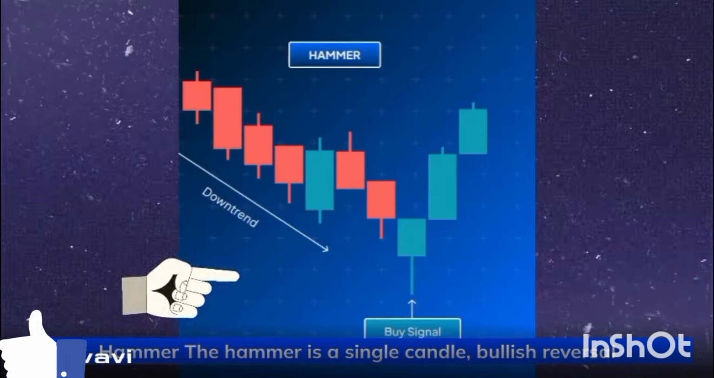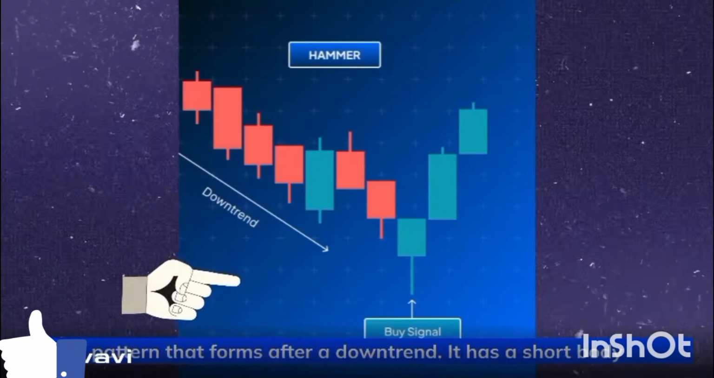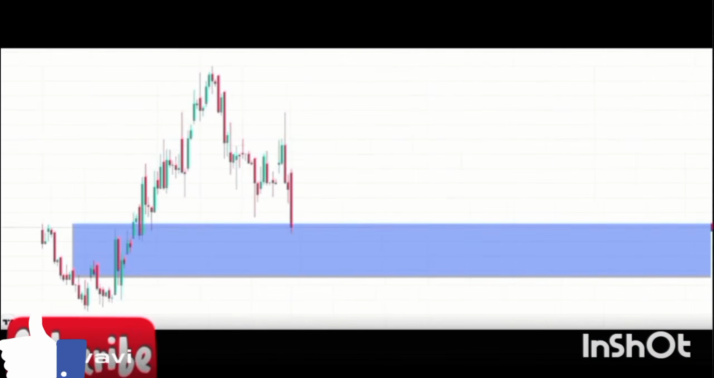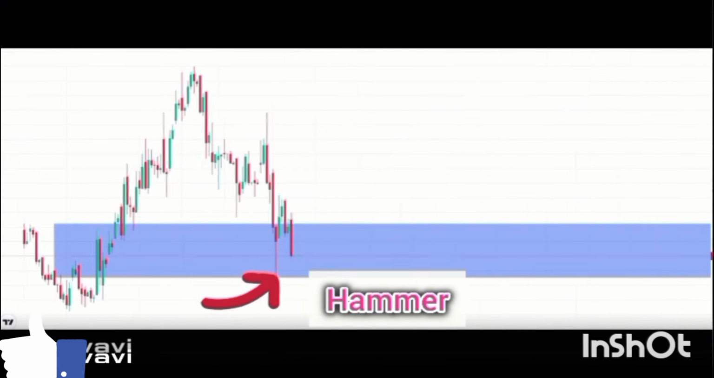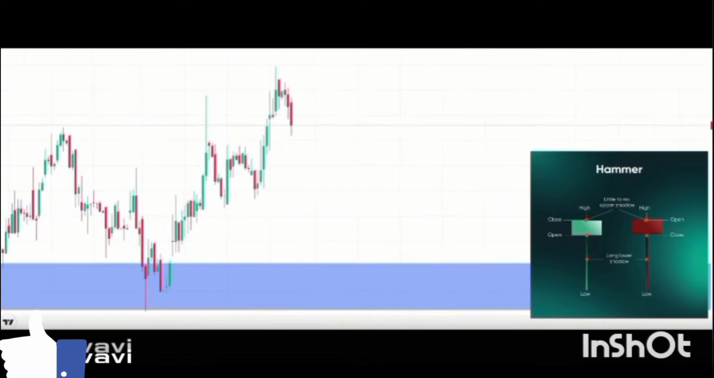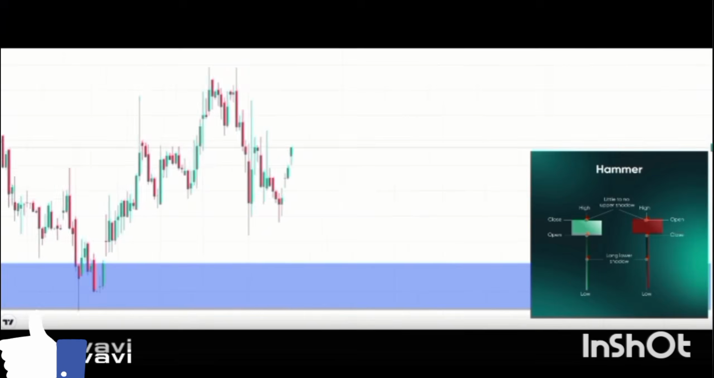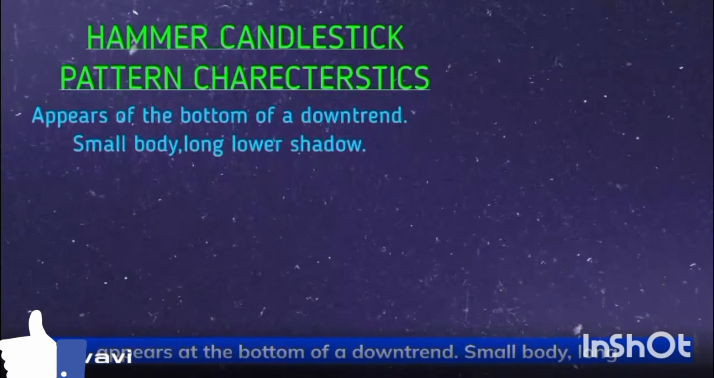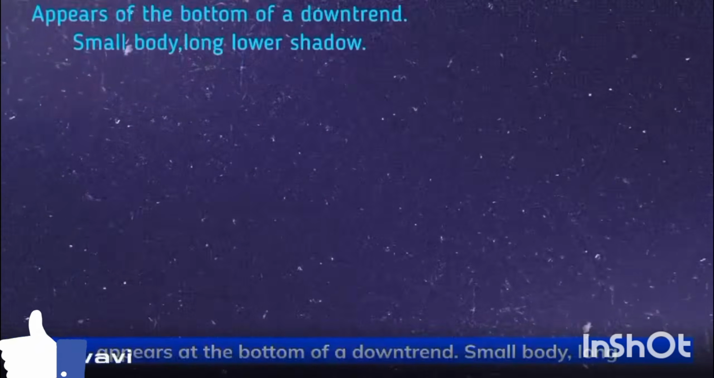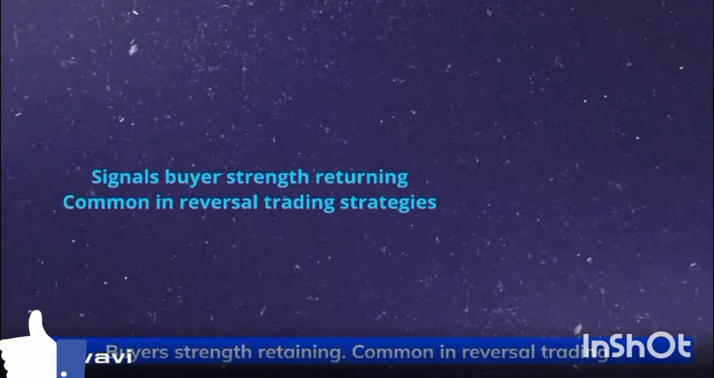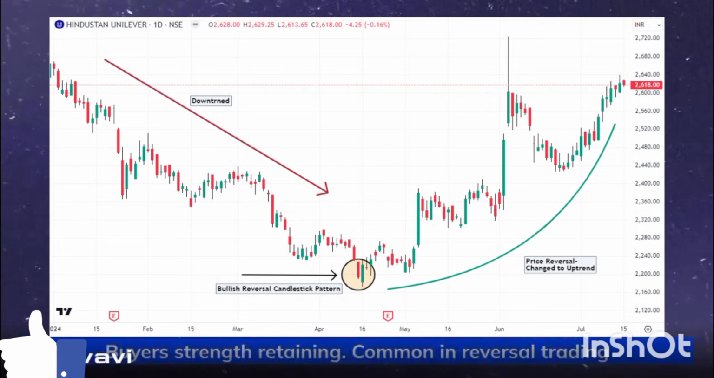The hammer is a single candle bullish reversal pattern that forms after a downtrend. It has a short body near the top and a long lower wick, showing that sellers initially pushed the price down, but buyers regained control by the close. Hammer candlestick pattern characteristics: appears at the bottom of a downtrend, small body, long lower shadow, signals buyer strength returning, common in reversal trading strategies.